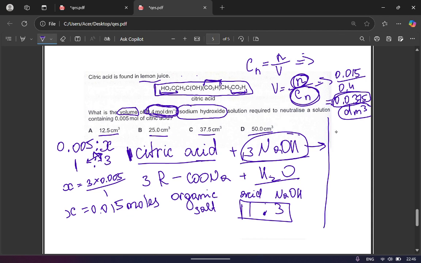To convert decimeter cube into centimeter cube, we need to multiply it by 1000. So we multiply 0.0375 dm cube by 1000 and we get 37.5 centimeter cube. So the correct answer is going to be C.